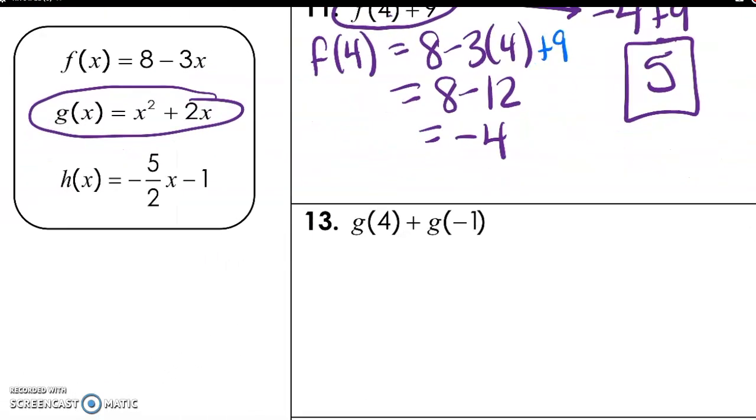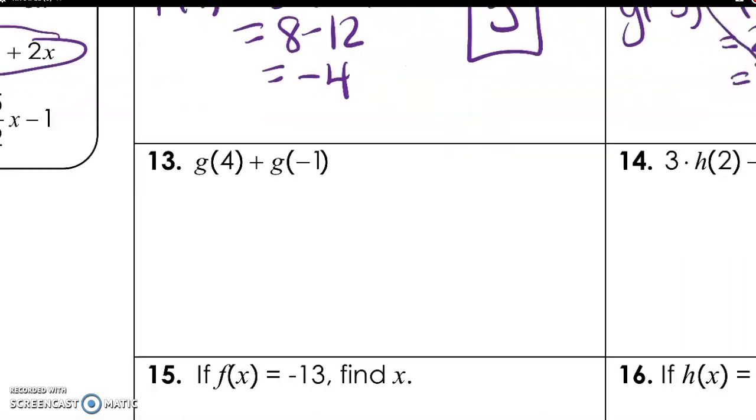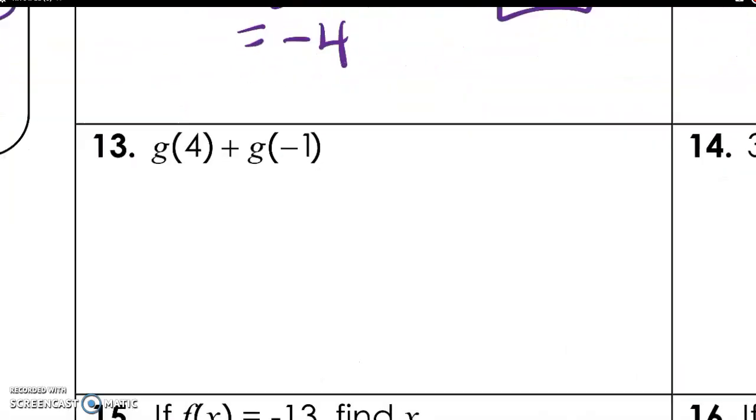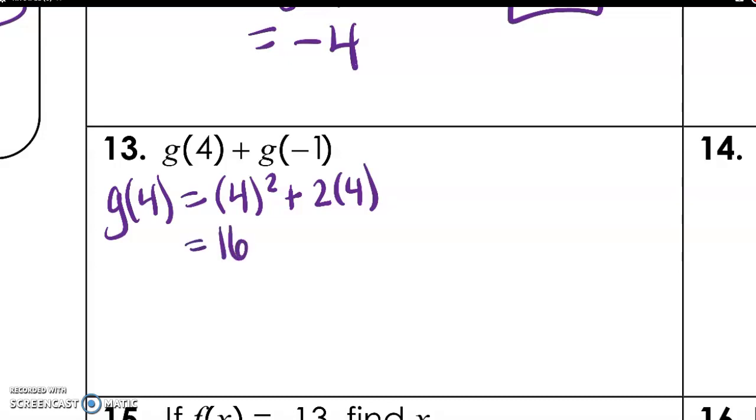Number 13, we're using g again. We're doing g of 4 and g of negative 1. So you could write it all out with a plus sign in the middle. If it's a subtraction sign, though, you would have to put parentheses to distribute, so that's why I always just do them separately. So I'm going to do g of 4, which would be 4 squared plus 2 times 4. Even though there's not negatives, I still put it in parentheses just to get used to that. 16 plus 8 gives me 24.